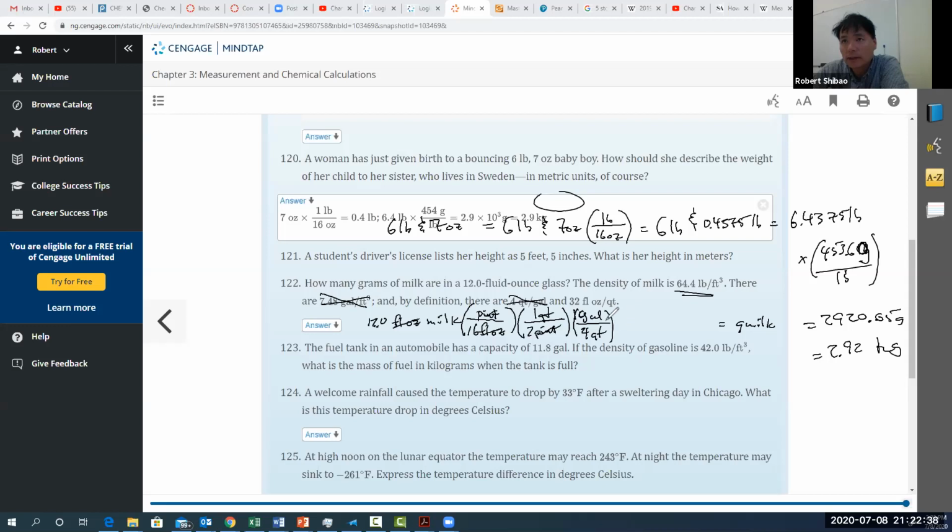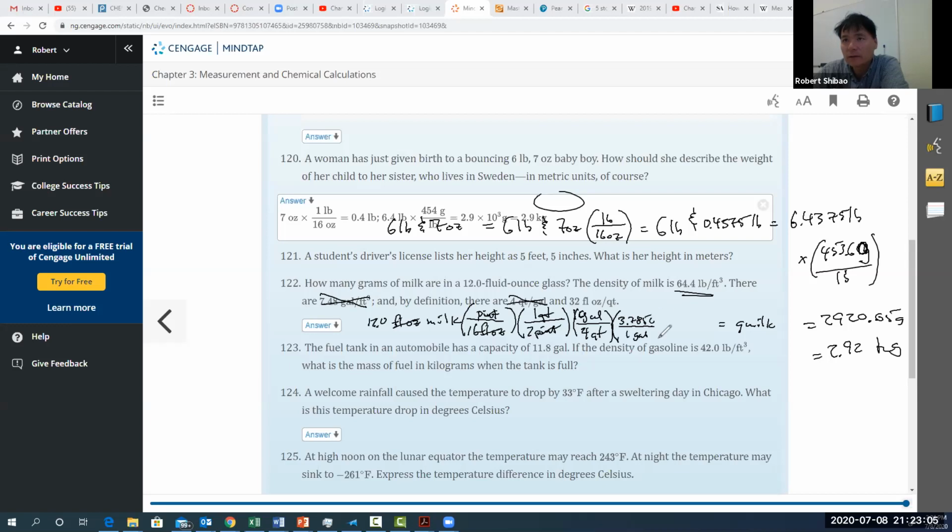Okay, where are we going from here? Gallons to cubic feet. I have volume in gallons, but how can I get the volume in cubic feet? Now that's gonna be tricky. What do I know about gallons? Well, I could go from gallons to quarts, but that would be going backwards. I can go from gallons to liters. So let's just try that.